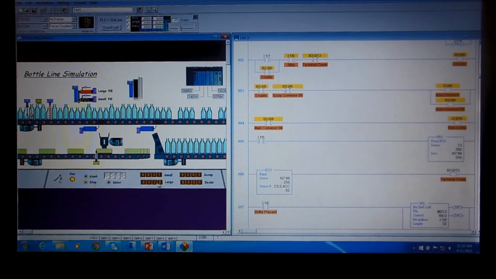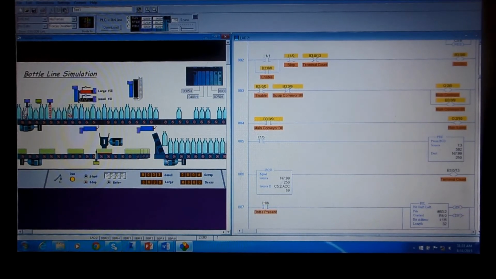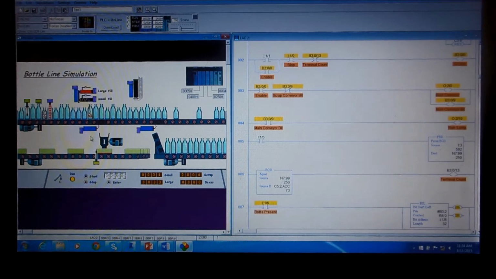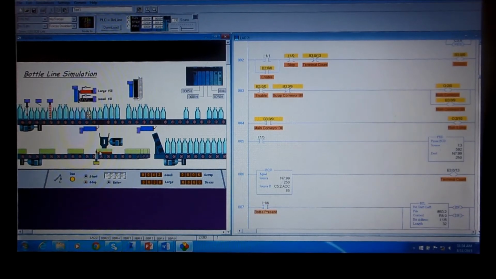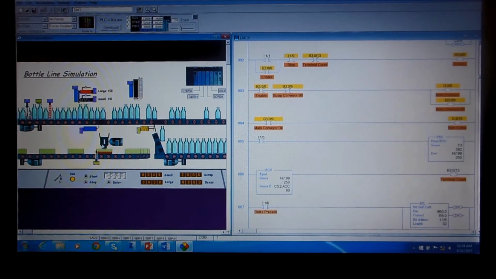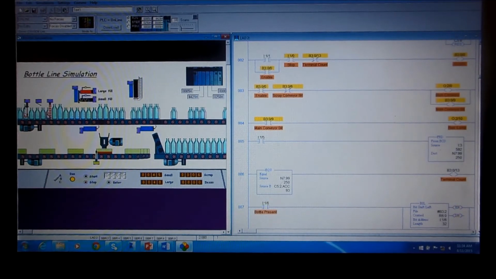Okay, that got us through about 50 bottles. You can see the large bottles are coming down. There is no gap in here. The broken bottles are being ground up. You can see the grinder spinning on the bottles. And it's counting whether it's a tall bottle or a regular sized bottle as it goes in.